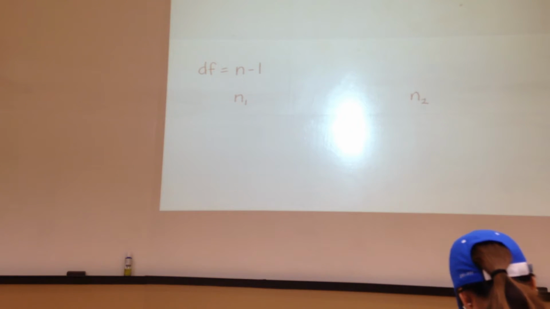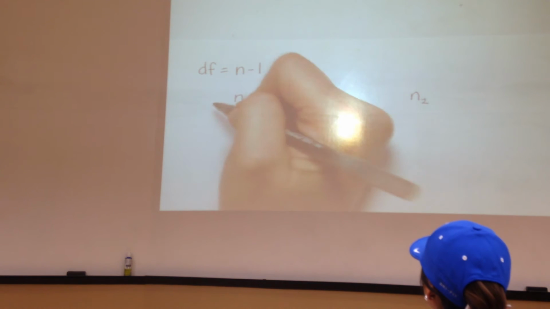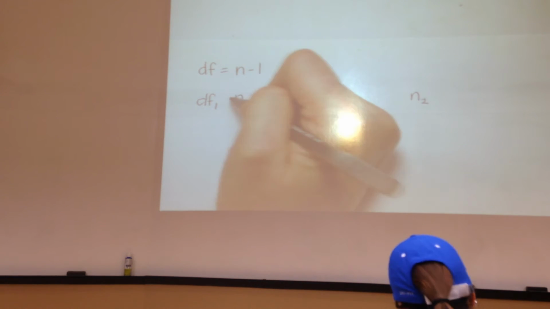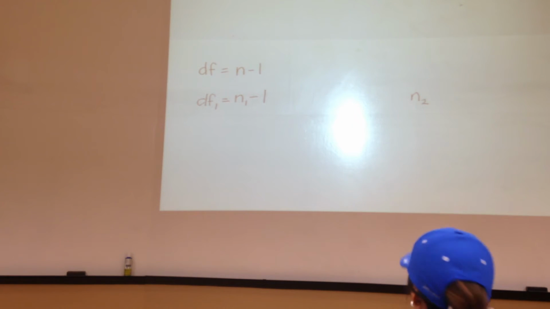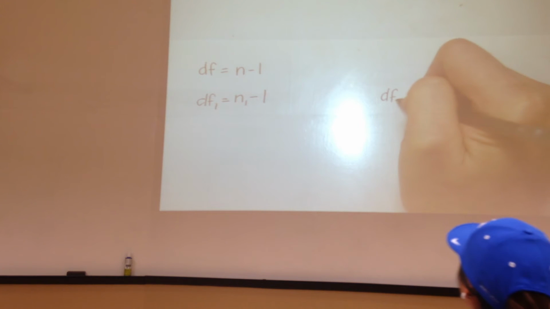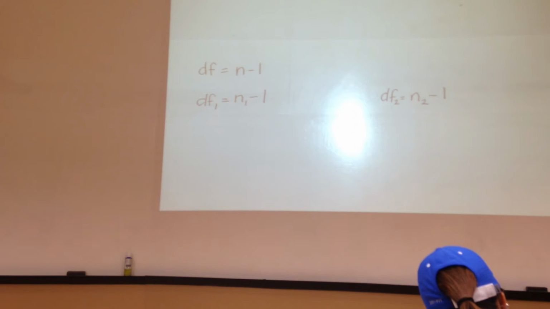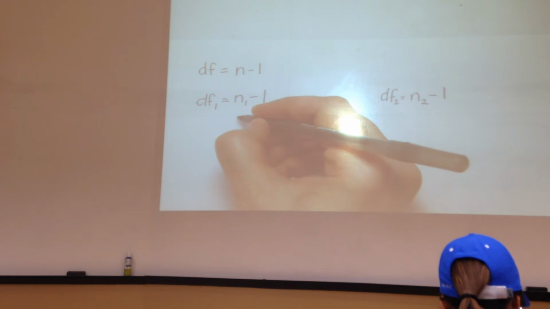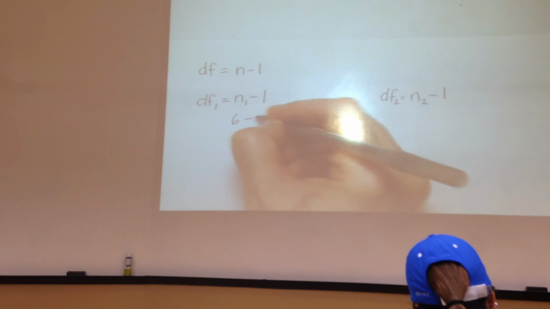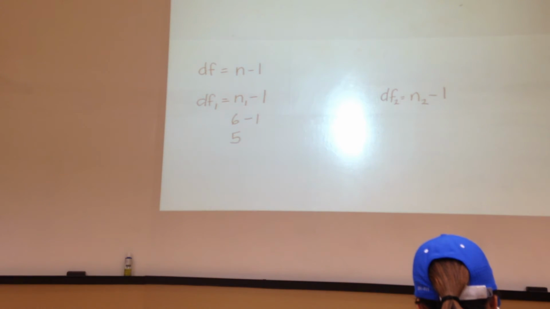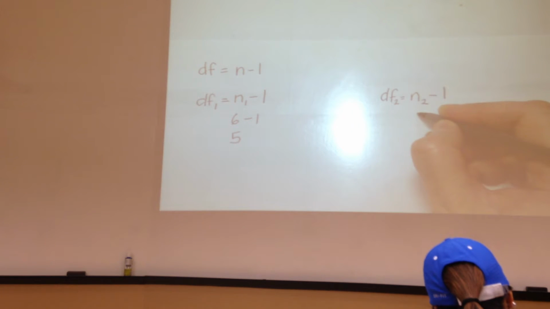And so we're going to start off by calculating the degrees of freedom for each one of those samples. So the degrees of freedom for sample 1 is going to be sample size 1 minus 1. And the degrees of freedom for sample 2 is going to be sample size 2 minus 1. And how big is my sample for sample 1? 6. So that's 5. And for group 2, same.